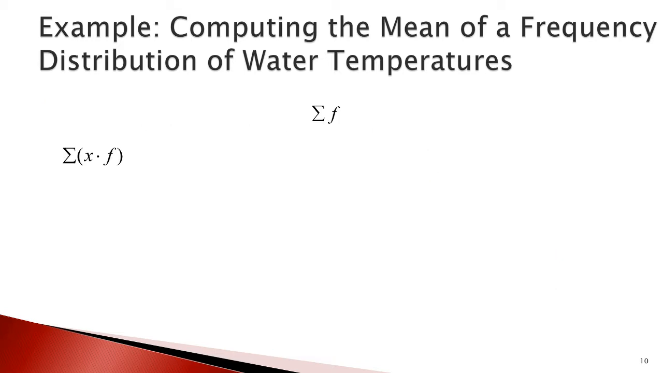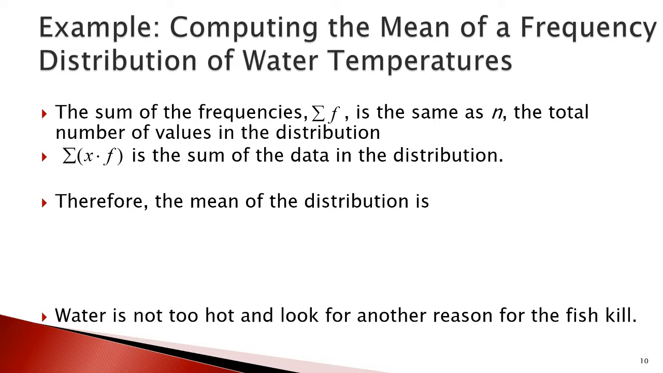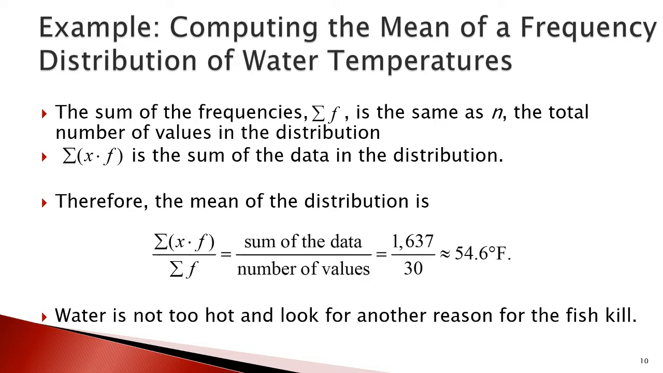So in order to find the mean, we are going to divide the summation of x multiplied by f by the number of values, which is 30. So the average temperature is 54.6 Fahrenheit. So the water is not too hot, and we should look for another reason for the fish kill. Likewise, you can make several inferences based on the result that you have got.